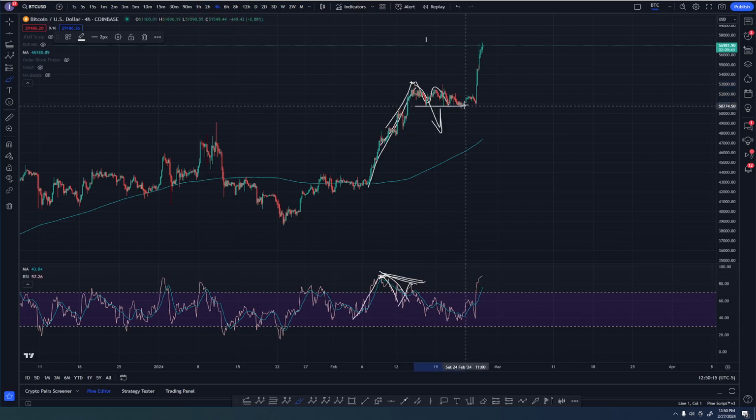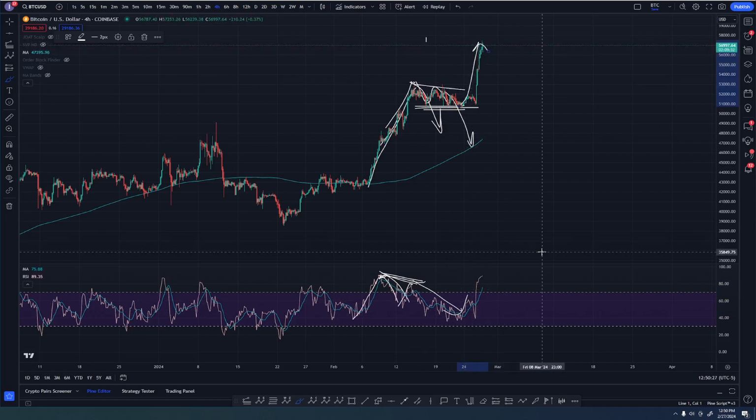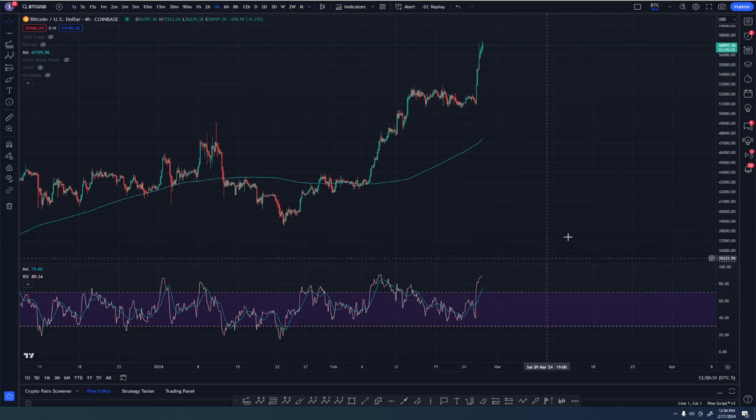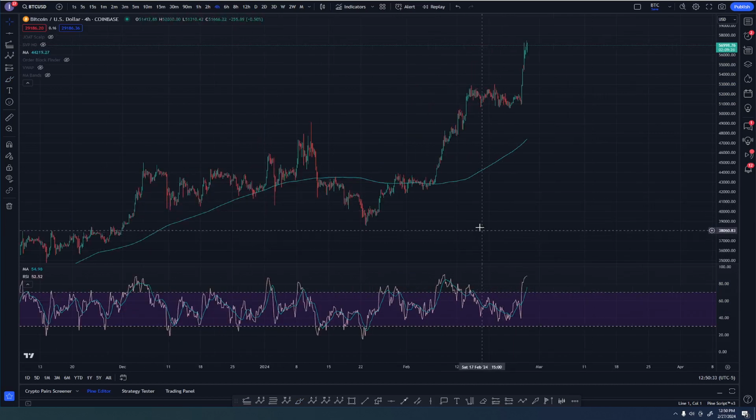But in that correction, the sellers weren't able to push price at all. The buyers held, okay? And on the price chart, when the momentum shifted, we got a pop to the upside. So that's a classic hidden bull scenario. Okay, let's look at another hidden bull scenario here on the chart.